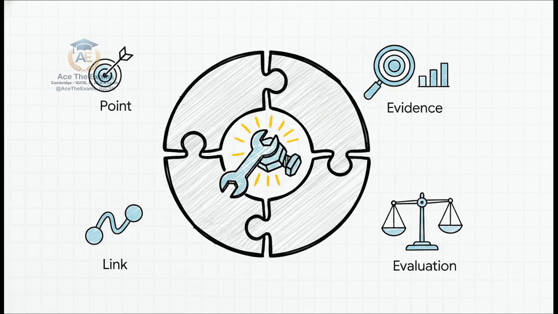For instance, show the examiner why one domain restriction works perfectly while another one totally fails. Link, tie it directly back to the specific context of the question. Wrapping your math in this structure guarantees your reasoning meets those highest evaluative levels the examiners are looking for.